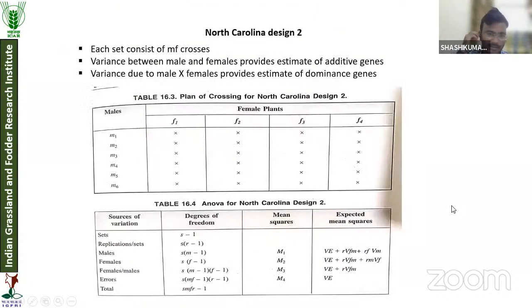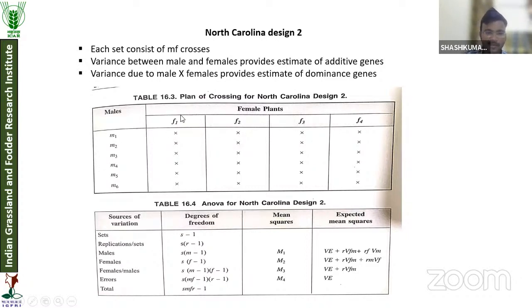Now come to North Carolina design two. Here each set of males will be crossed with the same set of females, meaning every male will be crossed with the same set of females. So this is the design, M1 to M6. Each M1 is crossed with F1 to F4. M2 is also crossed with the same F1 to F4.